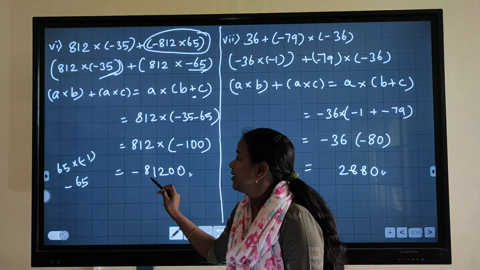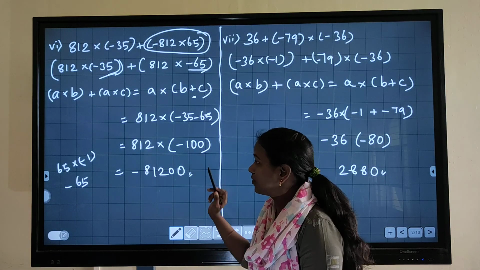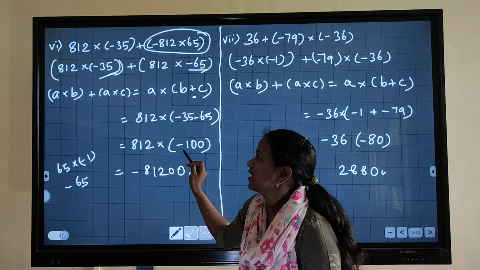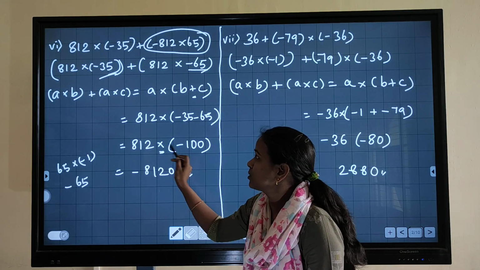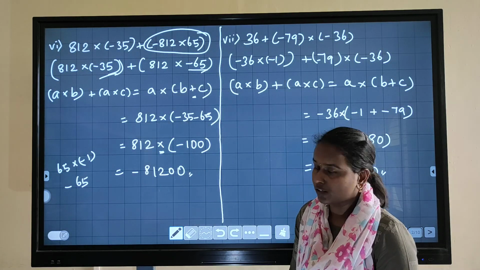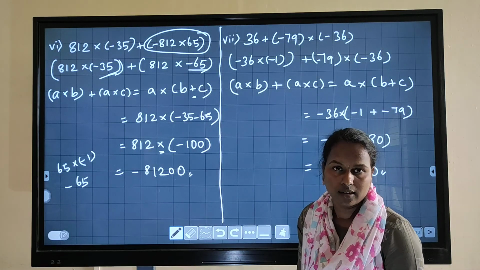1 multiplied by 812 will come, and 2 zeros will be added in the answer. Here plus, here minus. In multiplication, plus multiplied by minus gives minus. So the answer is minus 81,200.